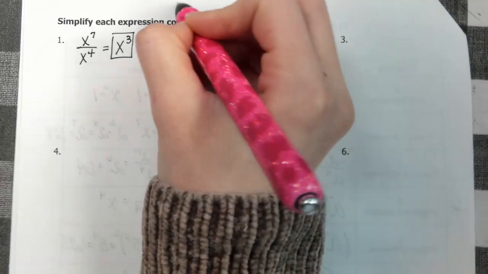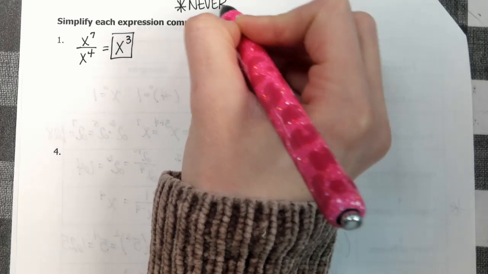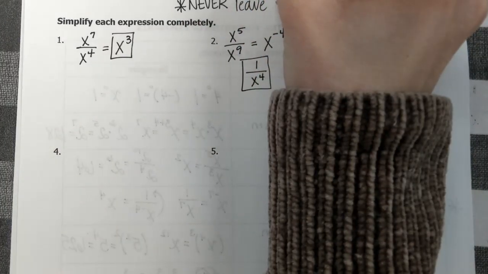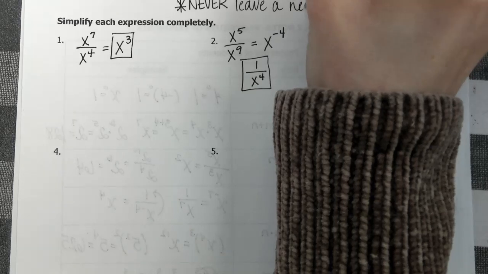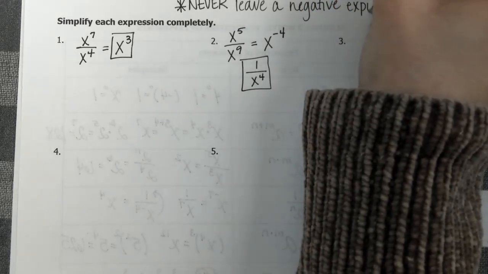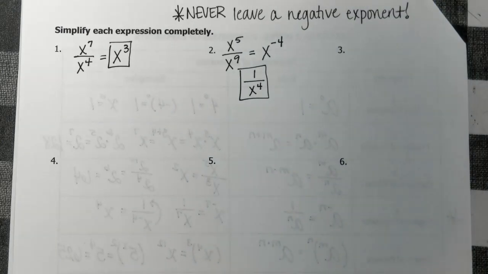So I'm going to write this. Never leave your answer with a negative exponent. I'm just going to say never leave a negative exponent for time. Okay, never leave a negative exponent.